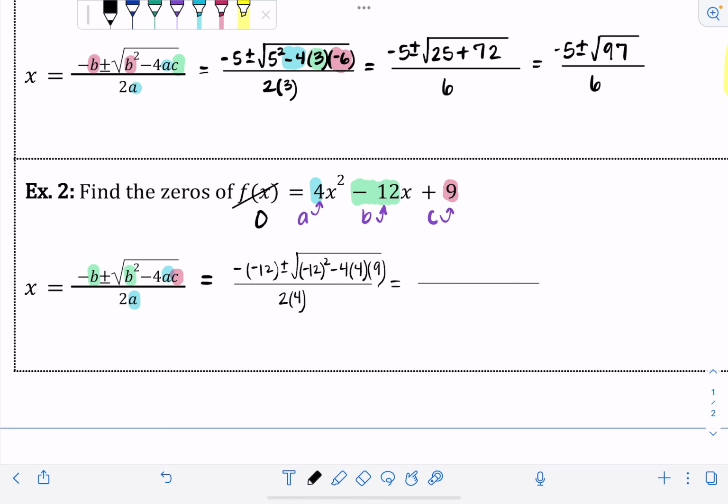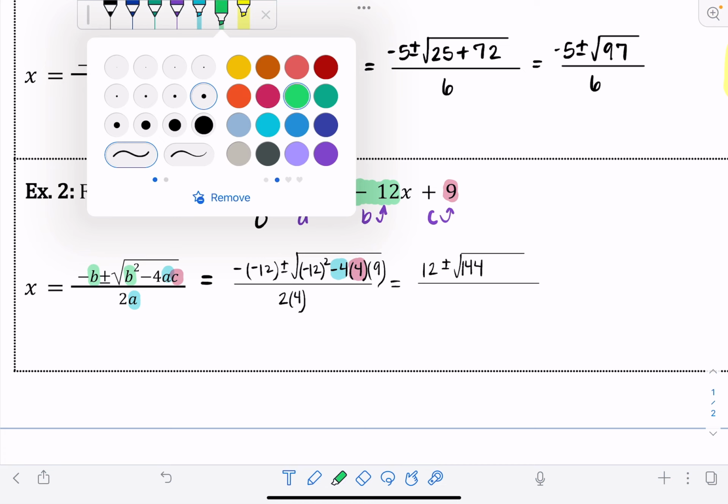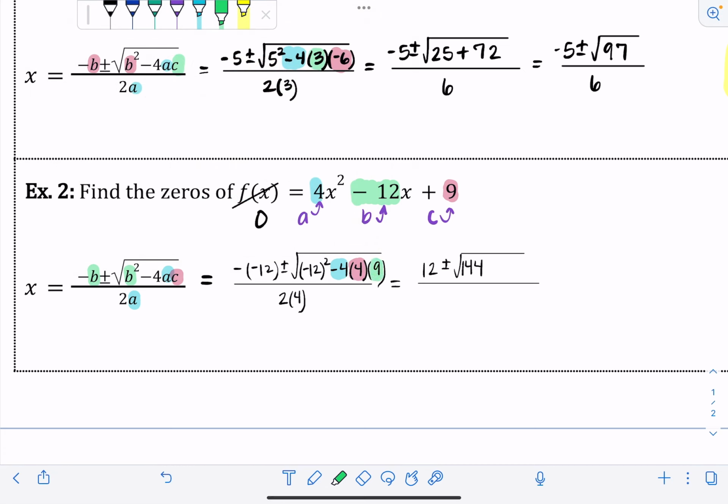And then create your fraction again, just fill in from left to right. So -12, double negative turns into a positive, so it's +12. And then plus or minus the square root of, let's see, -12 squared is -12 times -12, so that would be a positive 144. And then next I have -4 times +4, so that's -16. And then times 9. So I would do -16 times 9, which is 144. So it's going to be minus 144. And then I have over 2 times 4, so over 8.